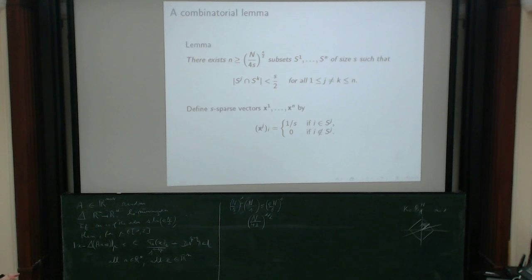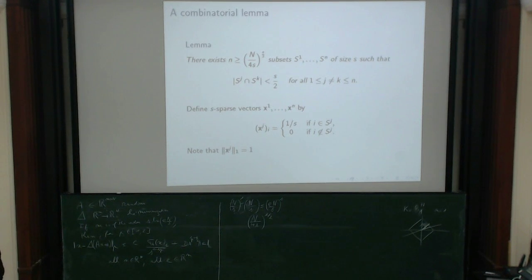And that will be good for us. So for each subset Sj, we're going to define an s-sparse vector, which is basically constant on Sj, 0 elsewhere. We take the constant to be 1 over s, so that Xj has L1 norm 1.